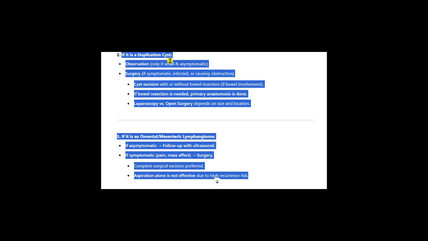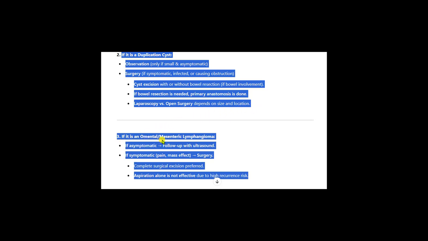Laparoscopic versus open surgery, laparoscopy preferred for uncomplicated cases. Open surgery may be needed if cyst is large, adherent, or infected. Aspiration alone is not recommended, as recurrence is common unless entire cyst wall is removed. 2. If it is a duplication cyst, observation, only if small and asymptomatic, surgery, if symptomatic, infected, or causing obstruction, cyst excision with or without bowel resection, if bowel involvement. If bowel resection is needed, primary anastomosis is done. Laparoscopy versus open surgery depends on size and location.